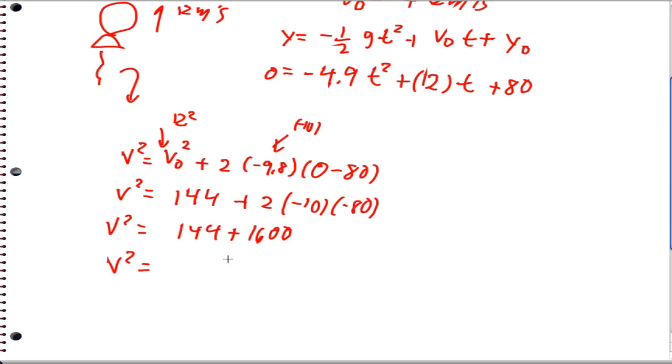So v squared ends up being 1744, and v is the square root of that. So the v that I hit the ground at, when I get that number, is going to be 41.76.